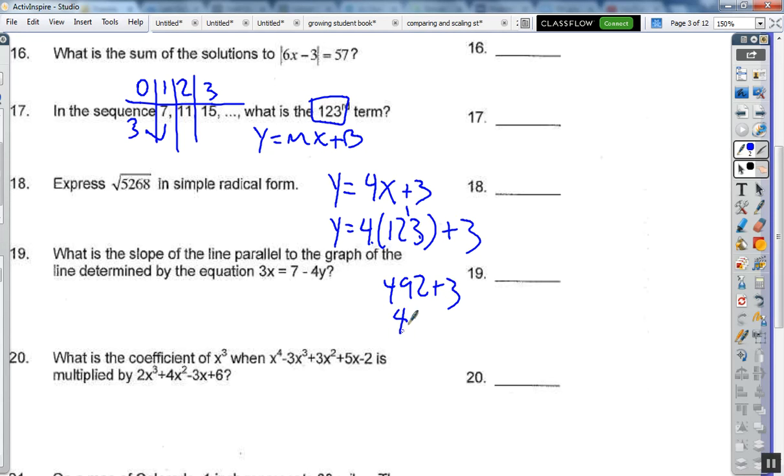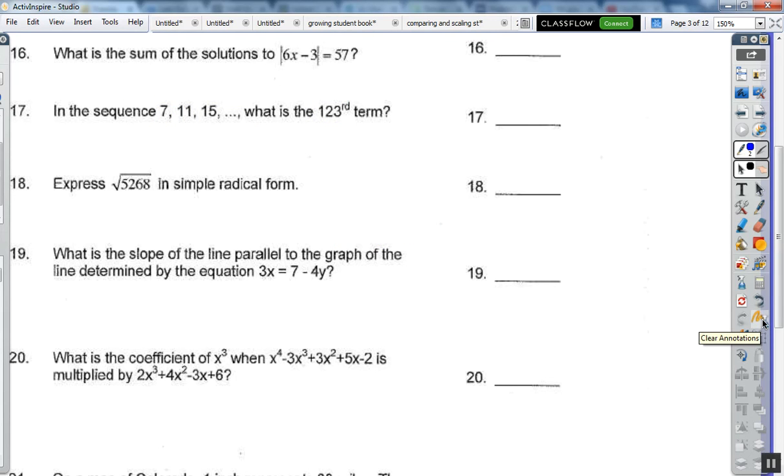All right, the answer for number 17 is 495. Now let's do the range, because it's easy. Our largest number is 8, and our smallest number is 1. 8 minus 1 is 7. So that's our range, expressed in simple radical form.